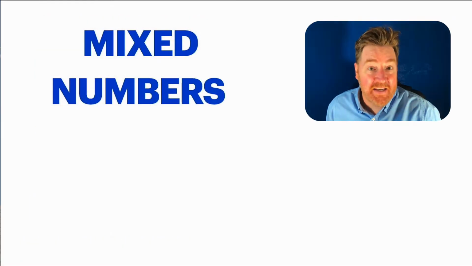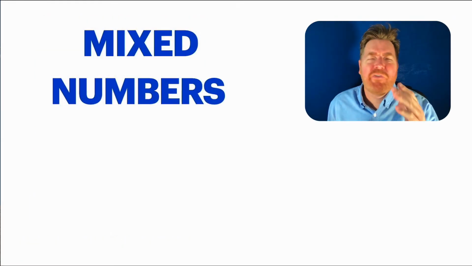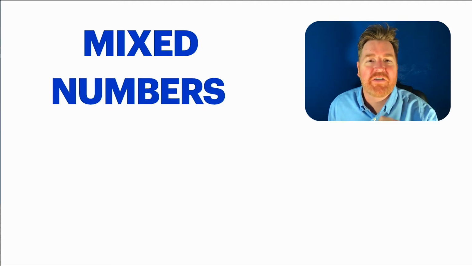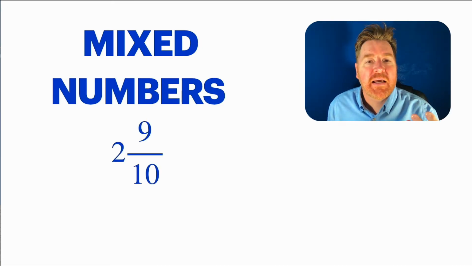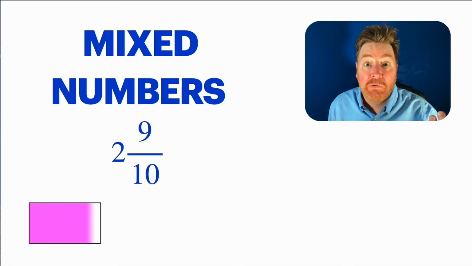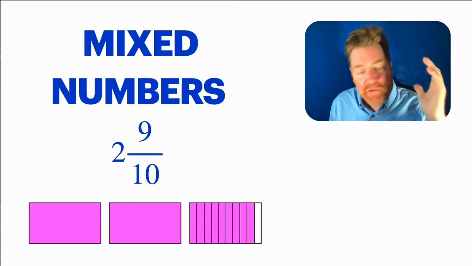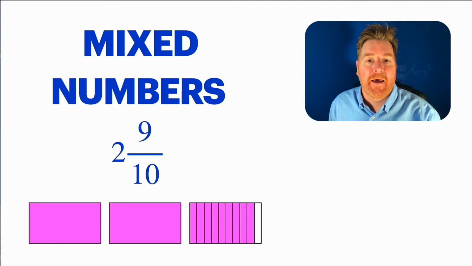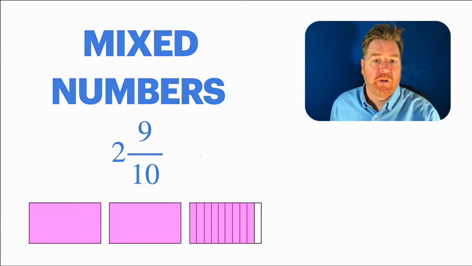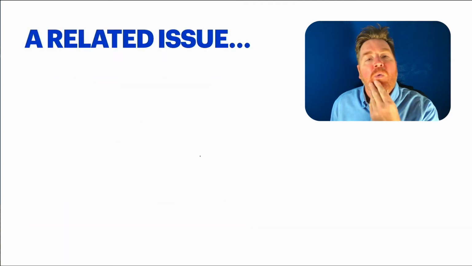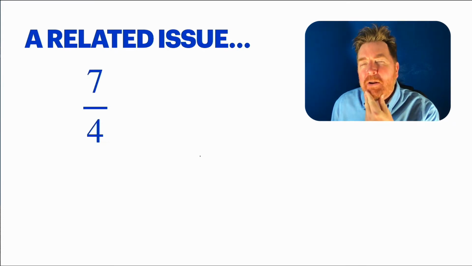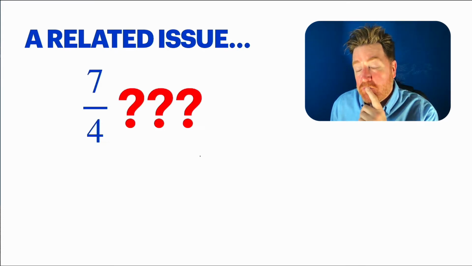Okay, in our last lesson, we talked about mixed numbers, and we've got those squarely under our belts. We understand those. A number like 2 9/10 is just simply the number 2 and 9/10 more. That's it. We got those. But it brings up a really important related issue. What do you think we mean by the number 7/4?